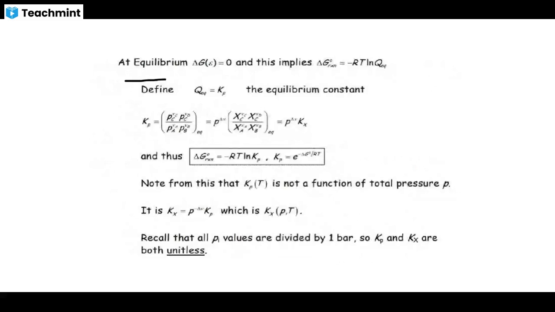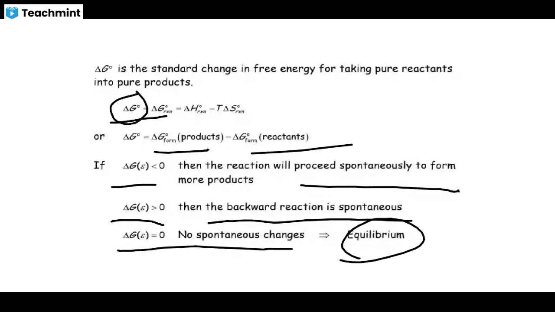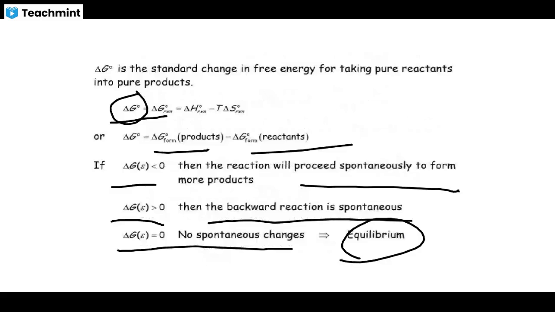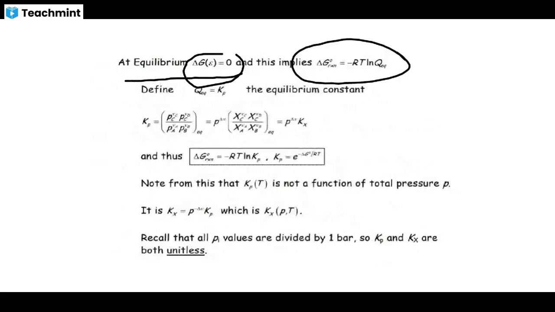So at equilibrium, delta G is equal to 0. Then delta G naught equals minus RT ln Q. So this is the formula. When delta G becomes 0, delta G naught equals minus RT ln Q. Define the quotient at equilibrium as Kp, the equilibrium constant. So we are just changing the symbol Q at equilibrium to Kp.